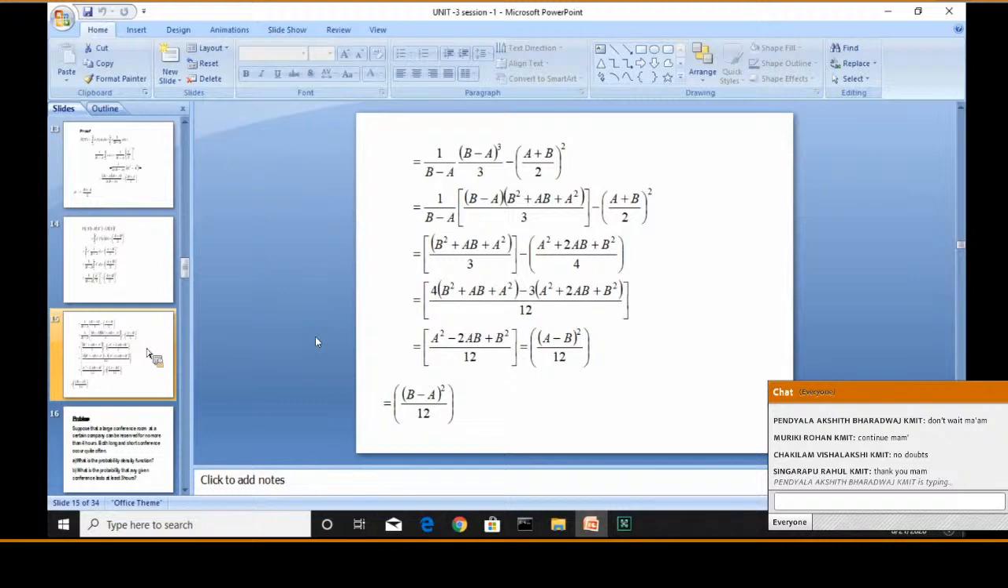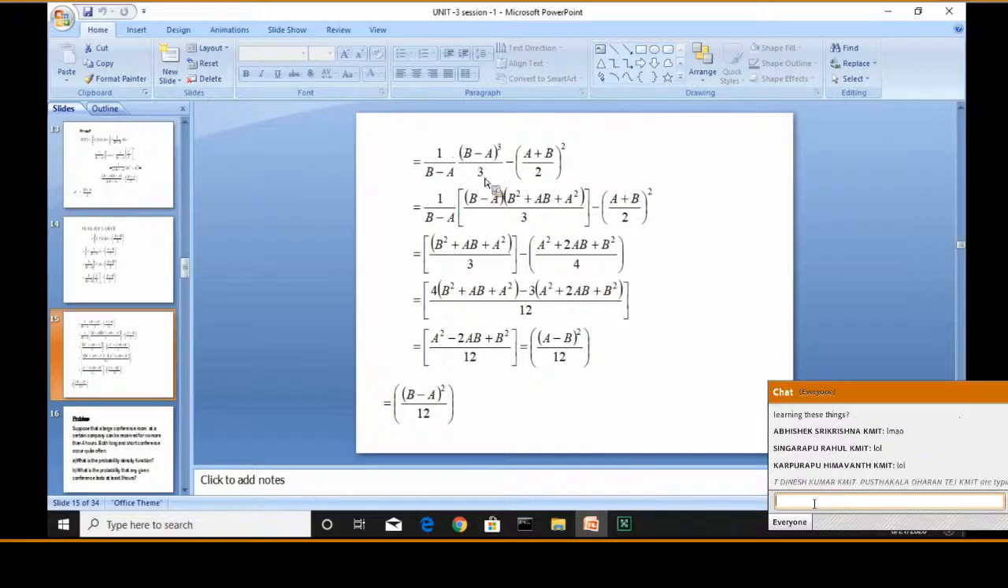So I have taken 1 by b minus a outside and I have applied the upper and lower limits. I have applied b cube minus a cube by 3. Now, we have to write these questions when they come in the examination. They will ask theory questions also, not only problems. So you have to study, that is your choice. So we are writing b cube minus a cube by 3.